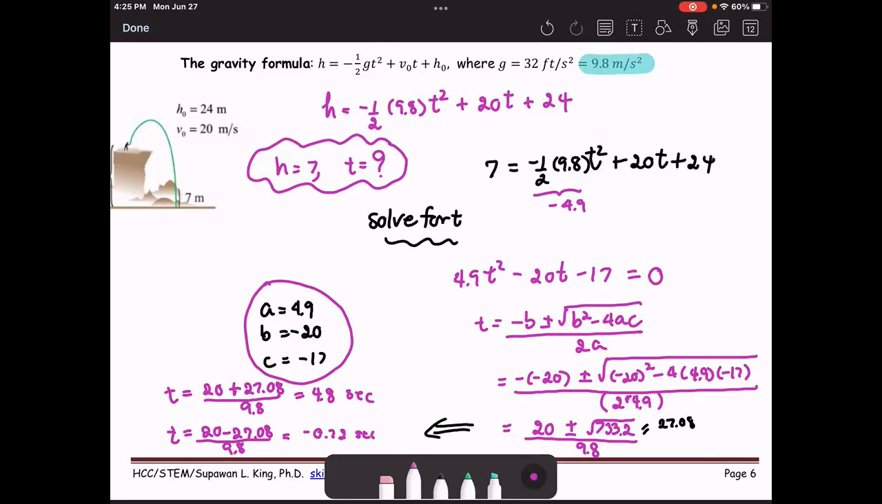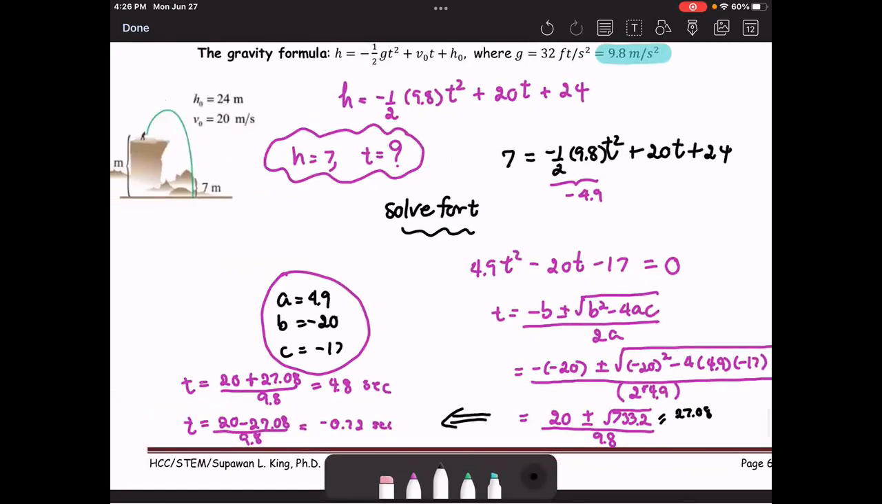The t is a time, so we disregard the negative. That means this solution will be discarded. So the answer for this case is t equals 4.8 seconds in one decimal place. Or we can say that it takes the rock about 4.8 seconds to be about 7 meters from the ground after it's thrown upward.